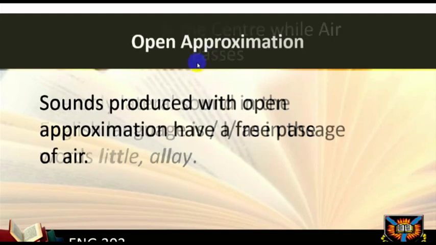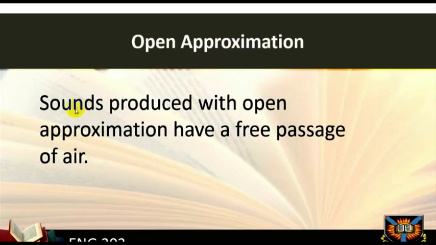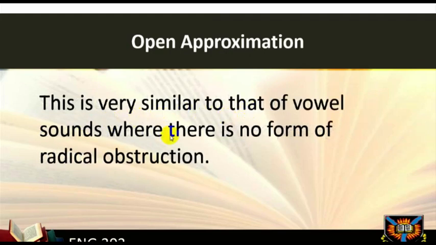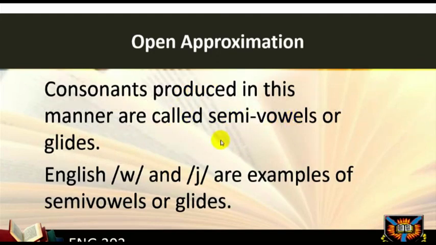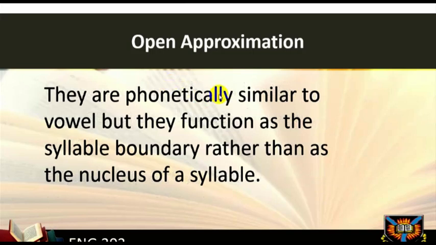Open approximation. Sounds produced with open approximation have a free passage of air. This is very similar to that of vowel sounds, where there is no form of radical obstruction. Consonants produced in this manner are called semivowels or glides. English W and J are examples of semivowels or glides. They are phonetically similar to vowels, but they function as the syllable boundary rather than as the nucleus of a syllable.